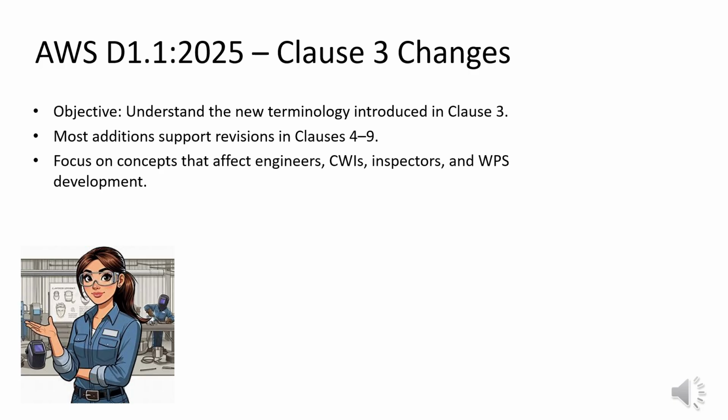Most of these additions fall into three categories: new structural design terminology, new filler metal terminology, and new inspection and fabrication terminology. By the end of this section, you'll understand the vocabulary that appears later in the code. Key takeaway: Clause 3 sets the language for the rest of the 2025 edition.